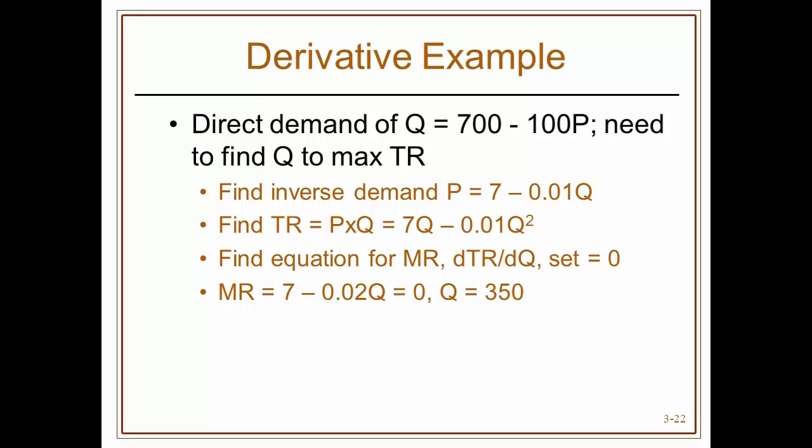But if you were to expand it out a little bit and plug in a Q of 349, and then a Q of 350, and then maybe a Q of 350.2 or something like that, you should find that the Q of 350 is exactly the highest amount of total revenue you can possibly get. You can't improve on that. Well, there you go. I already cheated a little bit for you.